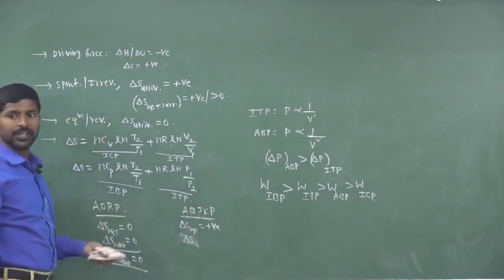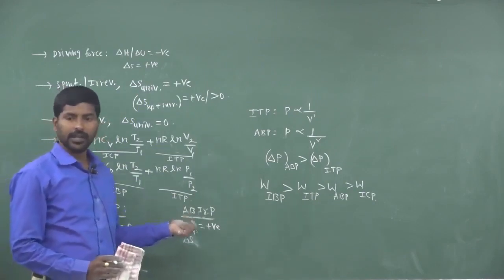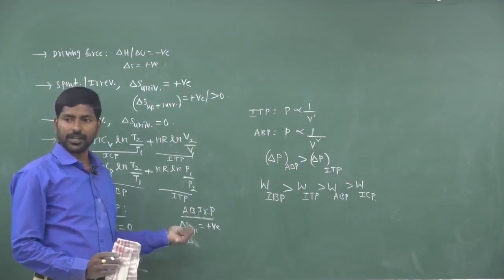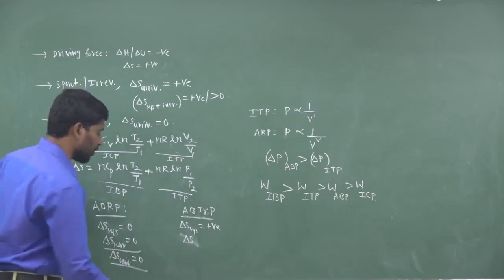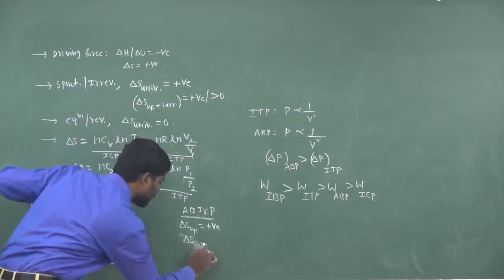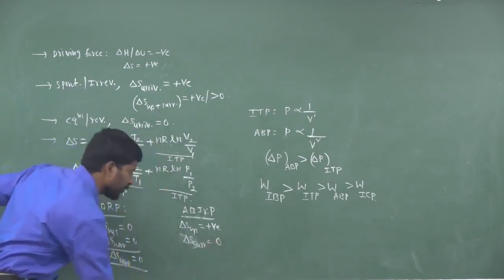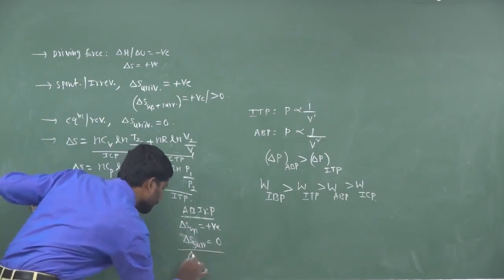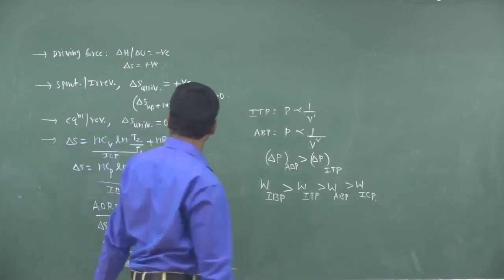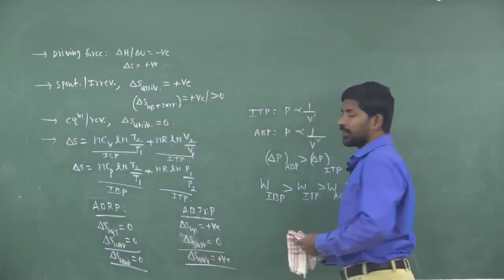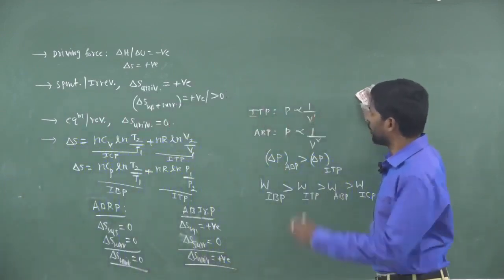For example, mixing of ideal gases under adiabatic conditions. What about entropy? It increases, so delta S system is positive. Delta S surroundings is 0, as there is no exchange of heat between system and surroundings. So delta S universe we get positive. So this is the entropy change during various thermodynamic processes.